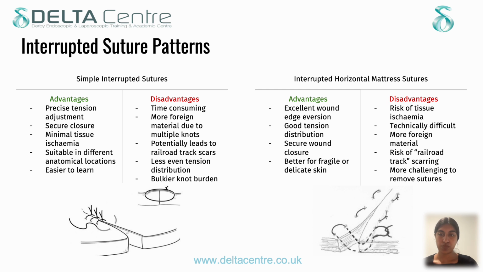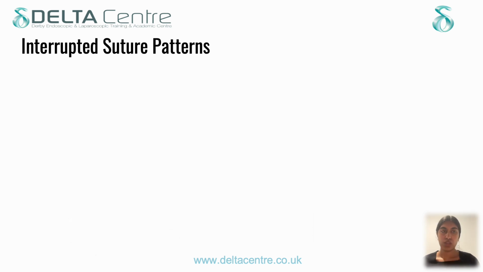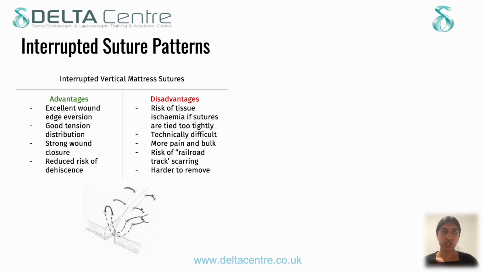suture to remove due to the deeper passage and looping of the structure, which can make suture removal a bit harder, especially if there is swelling or tissue overgrowth. The next type of interrupted suture patterns that we'll talk about are interrupted vertical mattress sutures.